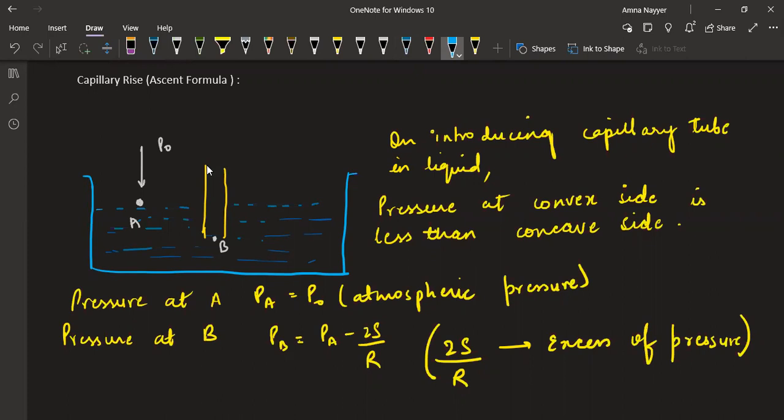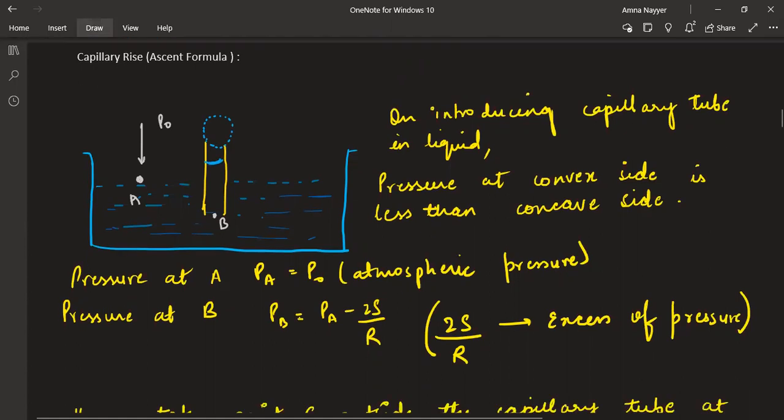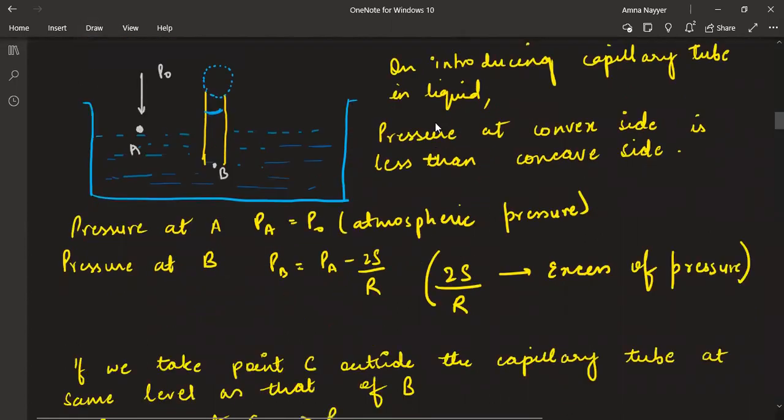Because what will happen? Ultimately, till here, this is the maximum limit. But water stays at such a height. So there will be an excess of pressure within. So net resultant, if you say. So see, on introducing capillary tube in liquid, pressure at convex side is less than concave side. It means whatever pressure is inside, this is more because of excess of pressure. We did excess of pressure in the last class. If any doubts you have, you can ask me. And this is less than the pressure at convex side.